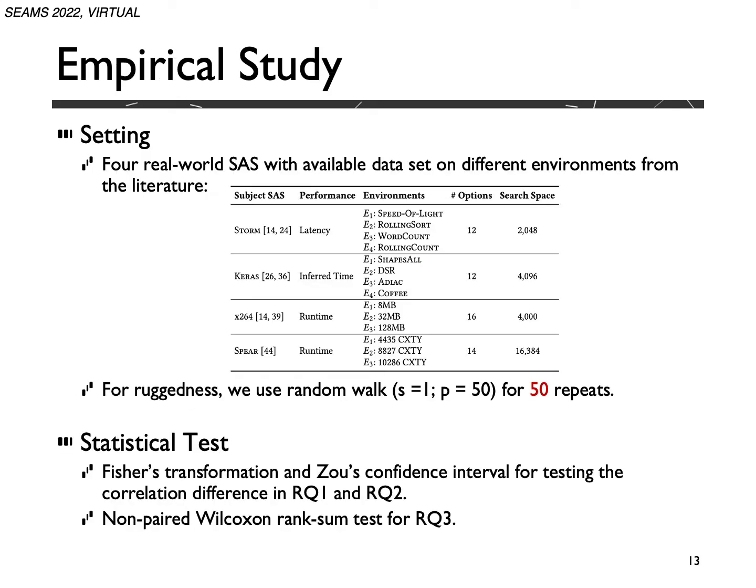With all these metrics and notions in mind, we now perform our empirical studies using four real-world SAS with different environments that could change over time. They come from different options and search spaces. For the roughness, we use a random walk with step size equal to 1 and walk length equal to 50, and we repeat 50 times to get more stable results. For statistical tests, we use the Fisher transformation and its confidence interval for testing correlations in RQ1 and RQ2, and then we use an unpaired Wilcoxon rank-sum test for RQ3.